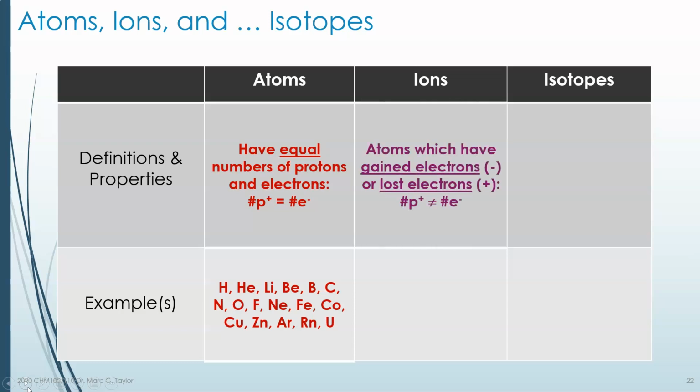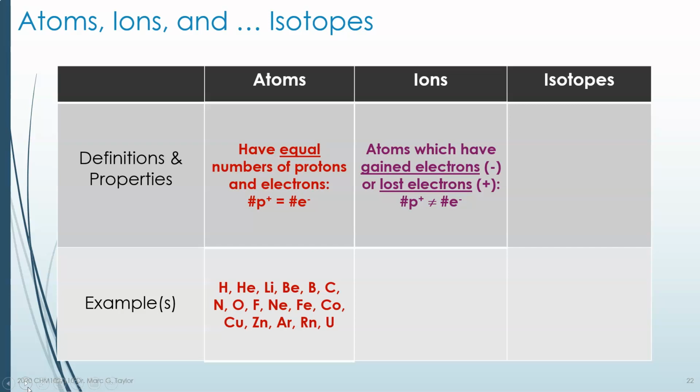Now, ions have a charge, and they could have a negative charge or a positive charge. And therefore, if they have a charge, that means the number of protons with positive charges does not equal the number of electrons with negative charges. If they have extra electrons, they've gained electrons, they have too many negative charges, and therefore they're negatively charged, or they have an extra negative charge. If they've lost electrons, well, then they become positively charged because now the protons outnumber the electrons.